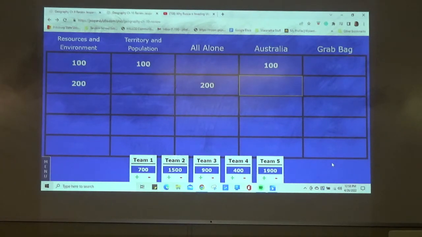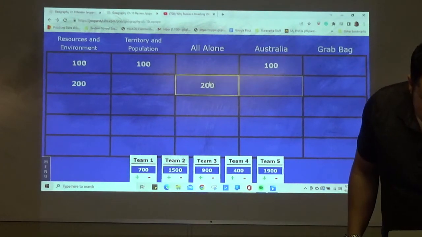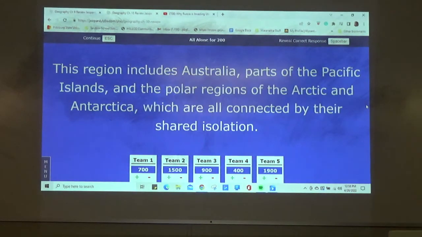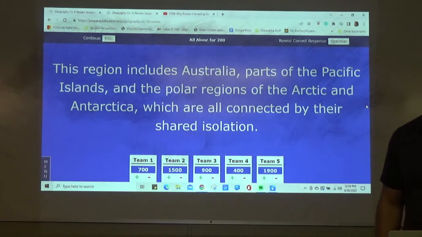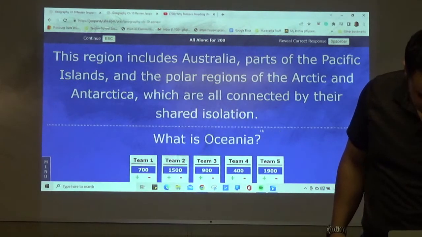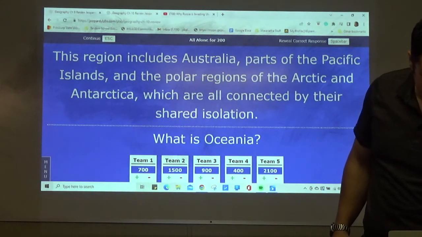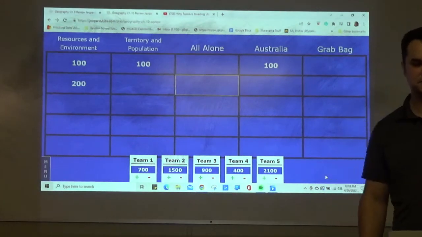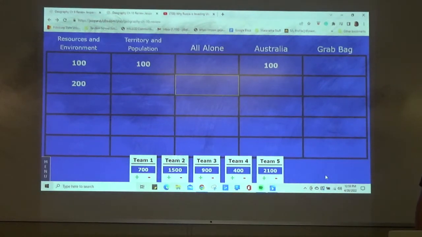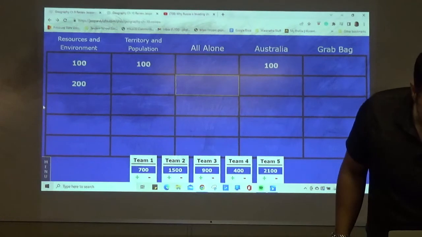Team 1, here we go. All of them 200? This region includes Australia, parts of the Pacific Islands, and the polar regions of the Arctic and Antarctica, which are all connected by their shared isolation. That was close, but I'm giving it to them. Oceania. Yep. Good job, Team 5. I think Team 5 might pull the win here. Maybe. It's close. Team 5. Resources and environment at 200.